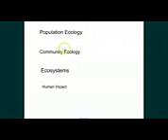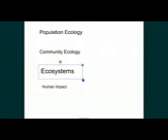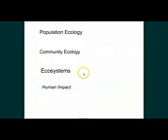We'll talk about community ecology, where we look at interactions between species like predation and competition and how that affects and shapes ecology. And then we'll look at ecosystems, where we look at how energy flows through a system and how nutrients cycle through systems. And finally, we'll end up with a video on the human impact on the environment.